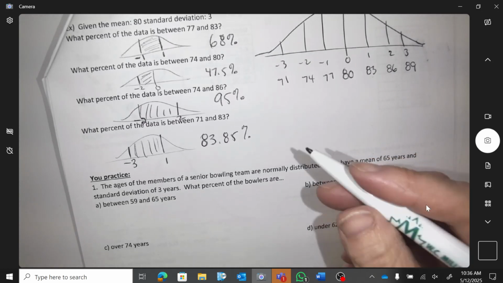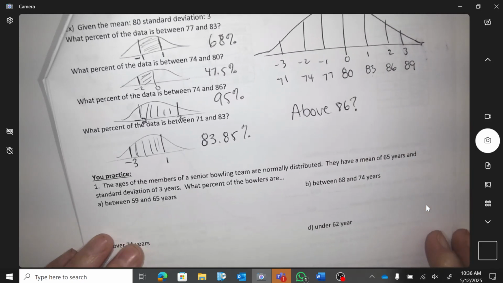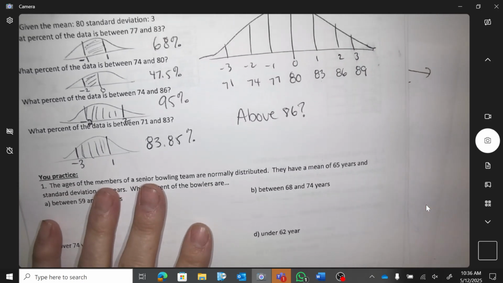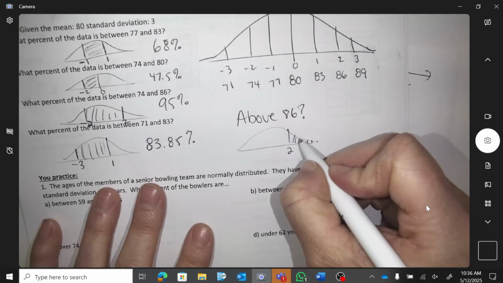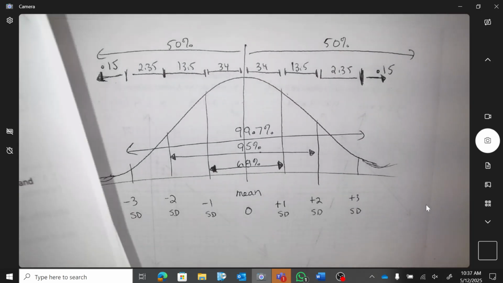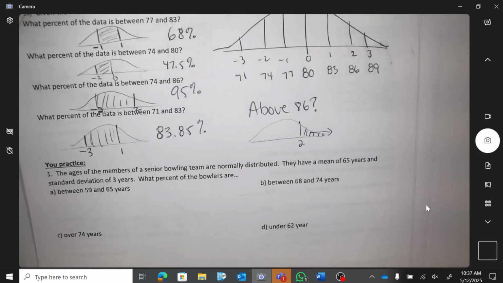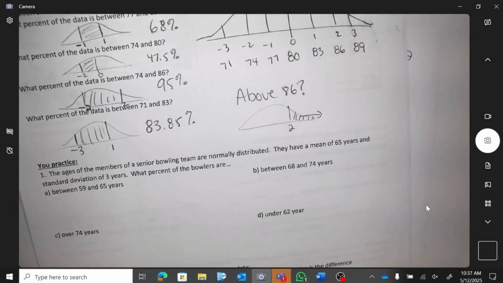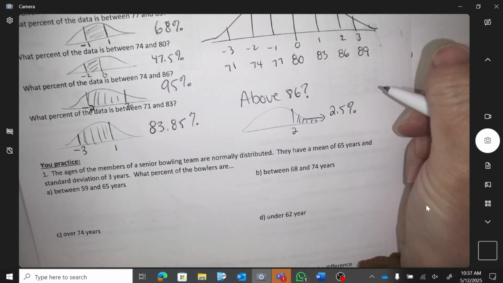Can I ask you one more question? Because I see that I didn't give this. How much of the data is above 86? What if I did that to you? I got 2.5. Yeah, 2.5. I thought I had a 2 written, my bad. How much is above 86? 2.5. Final answer locked in. 2.5% of the data. Okay?